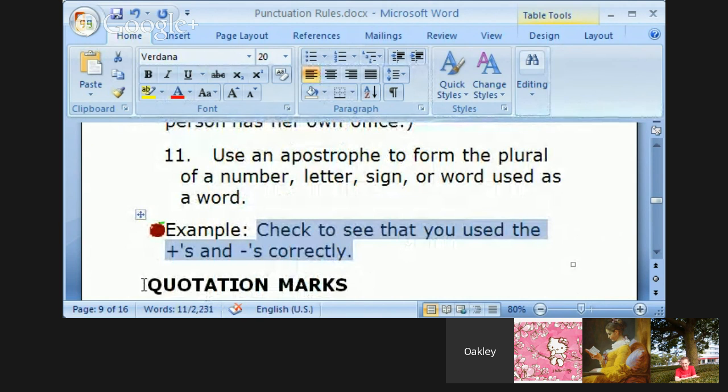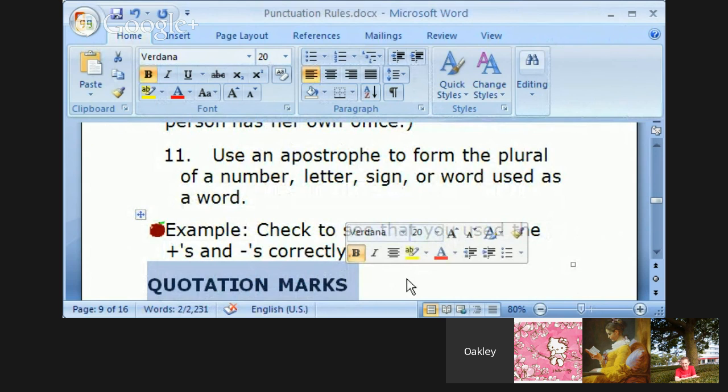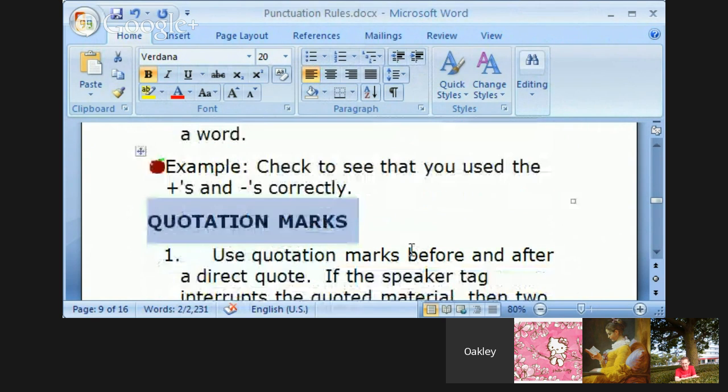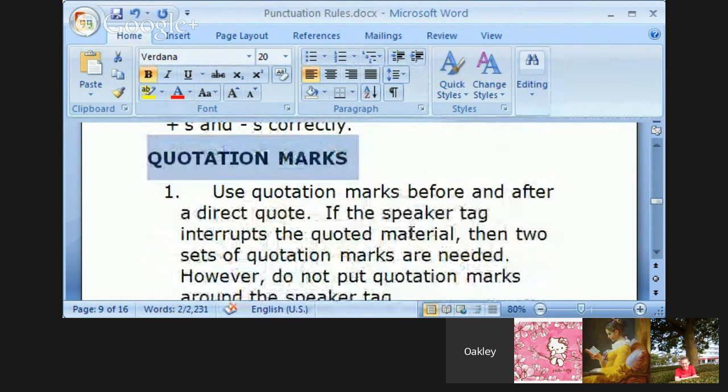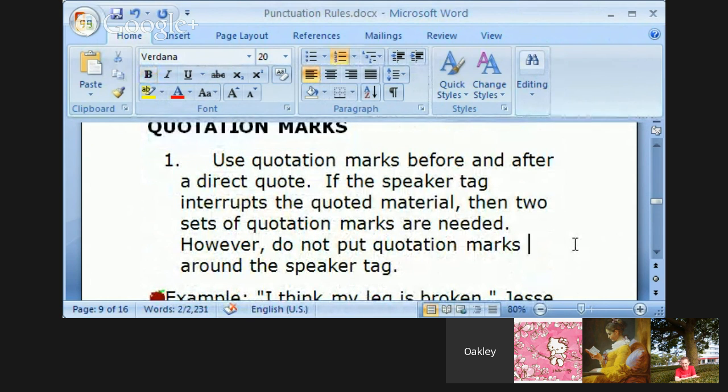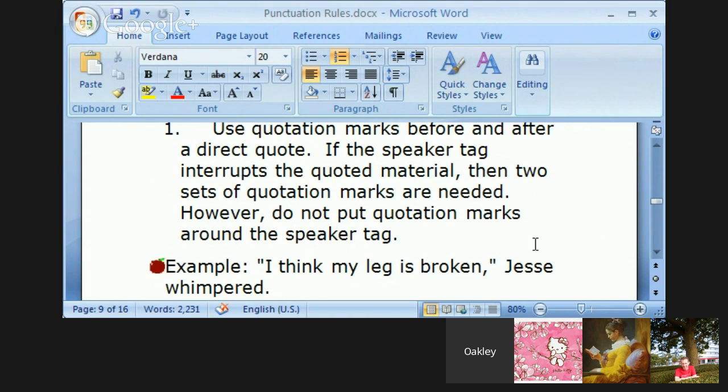Now, your quotation marks, Eliza. Here we go. Obviously, the first and most obvious use of quotation marks is before and after a direct quote. If the speaker tag, that is to say, said Martha, asked Martha, or shouted Martha, interrupts the quoted material, then two sets of quotation marks are needed. However, do not put quotation marks around the speaker tag.